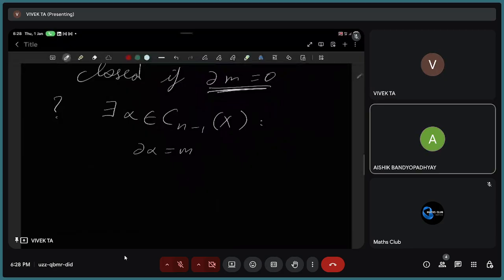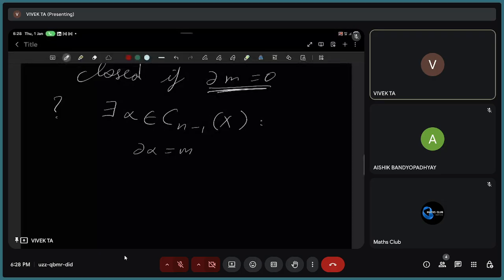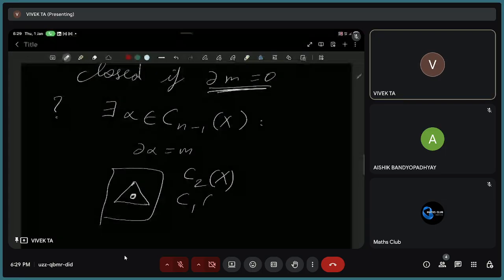I'm trying to think of one good example. Well, think of it geometrically only. Maybe take R2 with no origin. At the origin, you have a hole. So if you consider C2 of x and you consider this C1 of x, this thing belongs to C1 of x, right? This triangle.